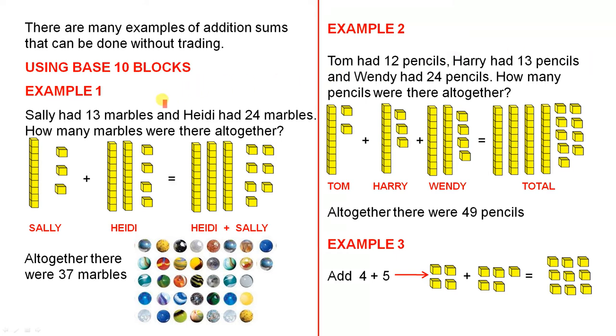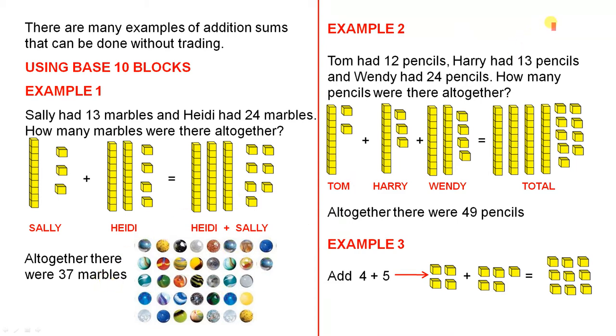Example 1. Sally had 13 marbles and Heidi had 24 marbles. How many marbles were there altogether? So 13 marbles, we have a 10 and 3 singles. 24 marbles, you have a 10, 20 and 4 singles. When you put all those together, you end up with 3 longs, which is 30, and you end up with 7 singles, and that's 37. So altogether there were 37 marbles, and here they are.